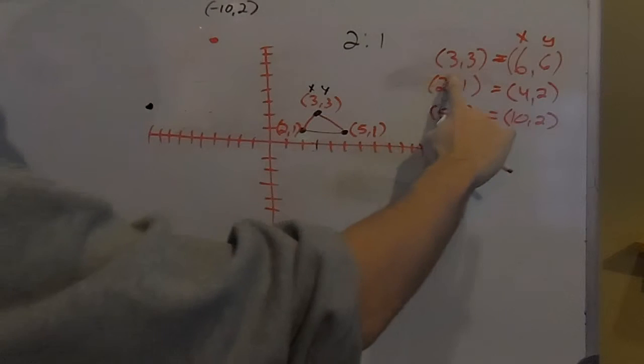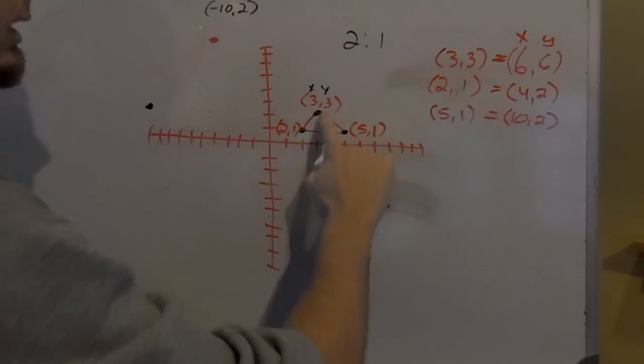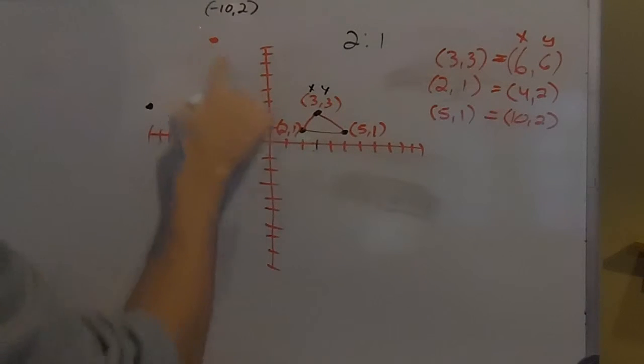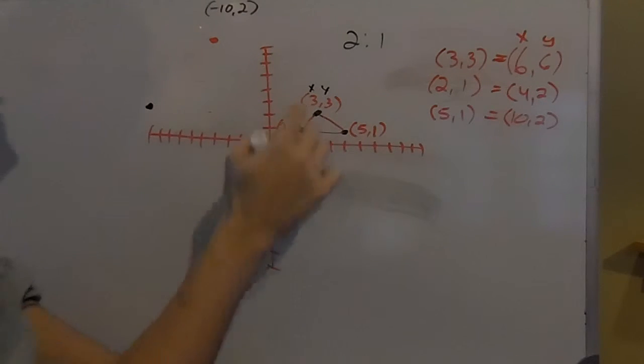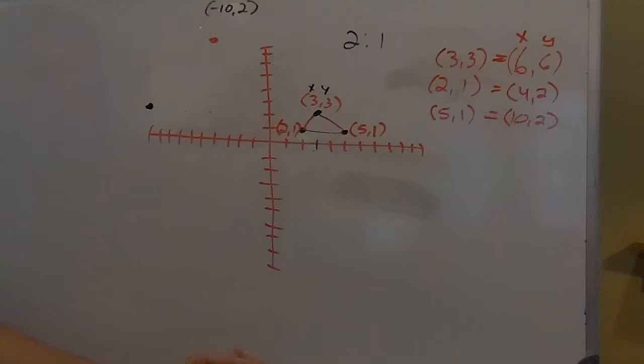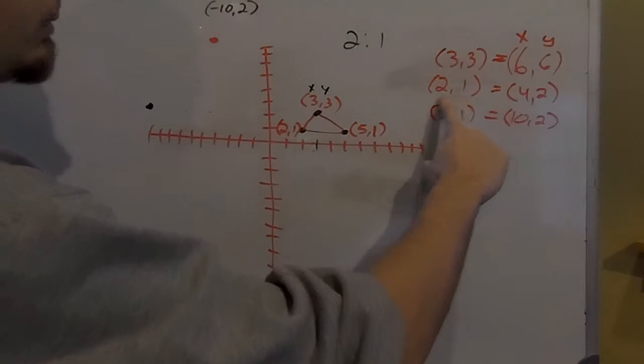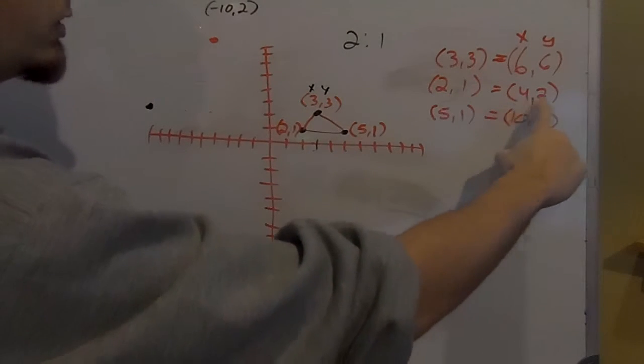And if you see here, the original point was 3, 3. So this point here, my new point, is 6, 6. This point actually represents the top of my triangle. So now I'm going to plot the second point. The second point is going from a 2, 1 to a 4, 2.